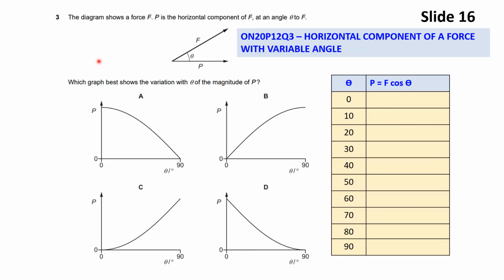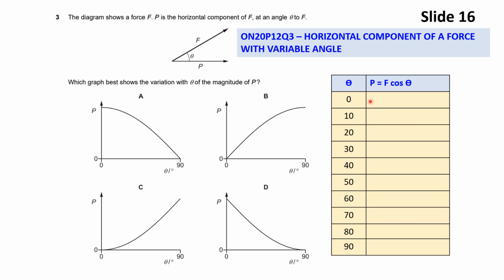This is the last problem of this video. The diagram shows a force F. P is the horizontal component of F at an angle theta to F. So here is a diagram. Which graph best shows the variation with theta of the magnitude of P? So when we look at the four options, all of them on the y direction have P, which is the component, and in the x direction we have the angle that ranges from 0 to 90.